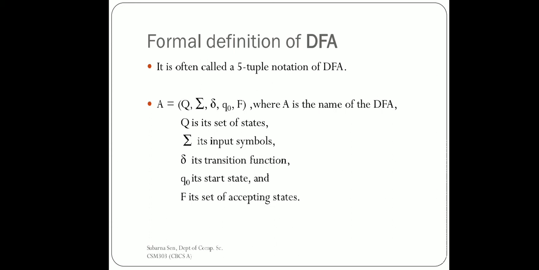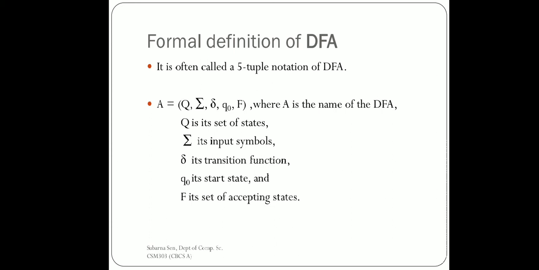Then small delta is the transition function. We know that for an input being fed to a particular state, it is going to transit to another state. This combination of a state and an input symbol resulting in a new state is defined under the transition function. q naught is the start state. Remember, any machine has only one initial state; it cannot begin with more than one state. F is the set of accepting states, so there can be more than one accepting state.